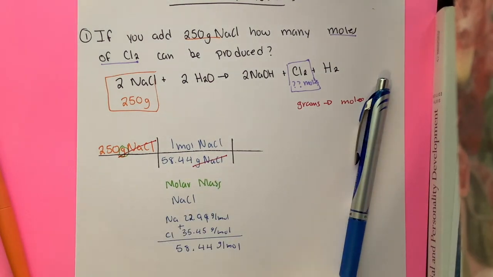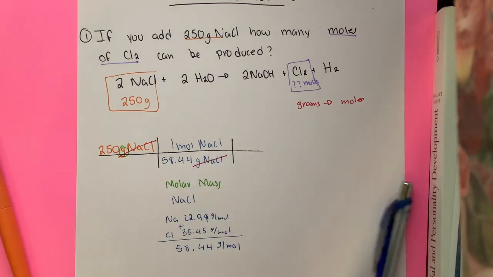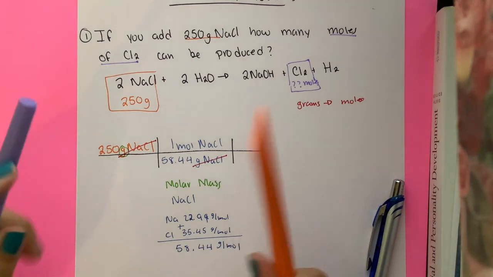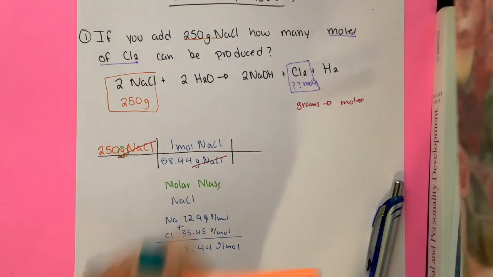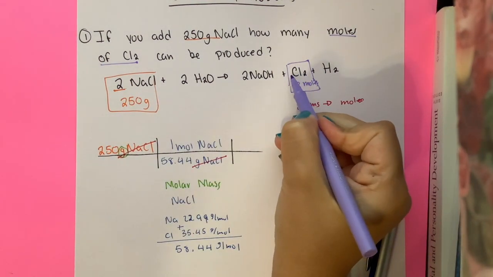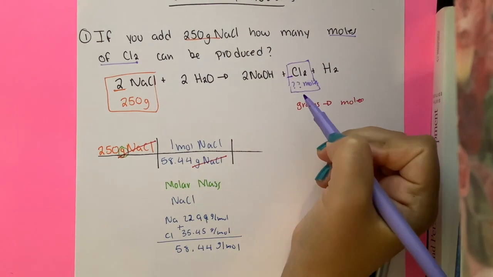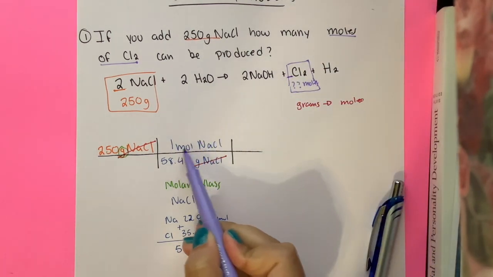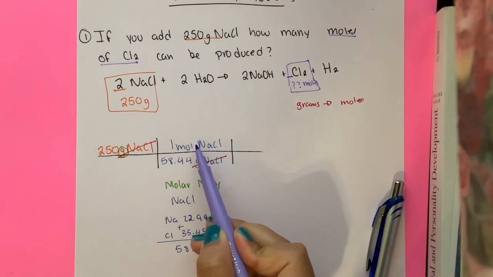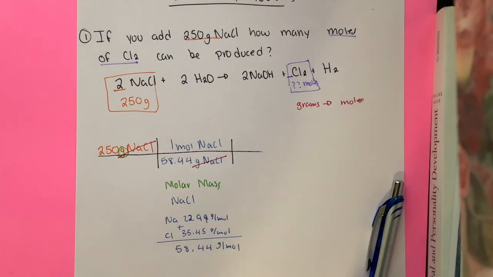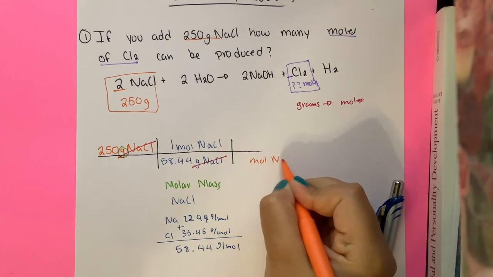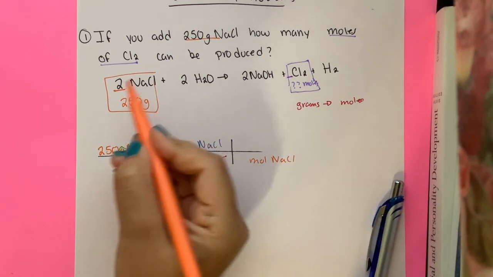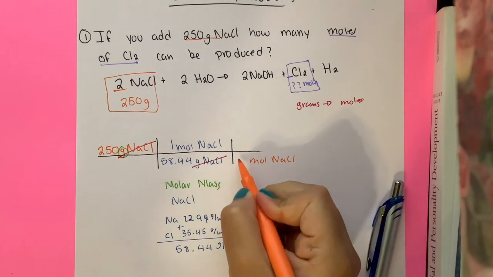Now that I am in moles of NaCl, I can go back to my balanced chemical equation and look at the mole ratio. Remember that this ratio comes from the coefficient in your equation. If there's no number, that means there's a 1, not a 0. So I have 1 mole of NaCl here in the top. So in the bottom, I want moles of NaCl. And I'm going to get how many moles from my coefficient? 2.